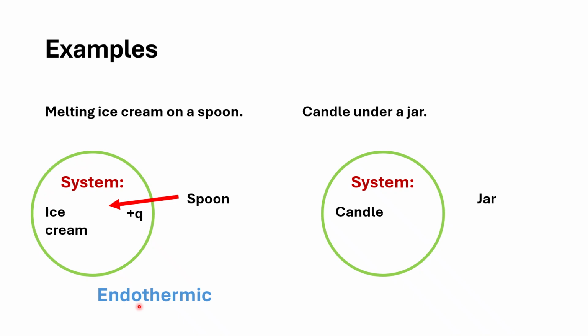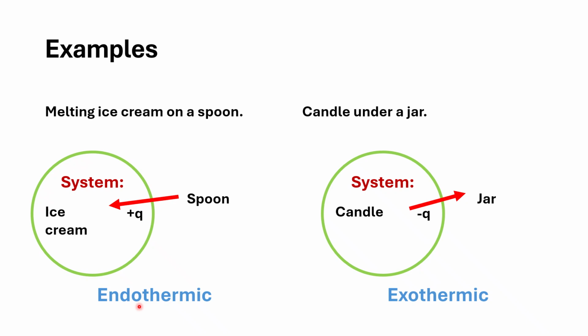All right. For this one, the candle was burning and giving energy to the jar. So our arrow is going to go out of the system. So from the candle to the jar, the candle was warmer, the jar was cooler, so hot to cold, which means our energy is going to be negative. We are losing energy from the candle, giving it to the jar. So that situation is a negative energy change, which means it's exothermic. We're giving off that energy.